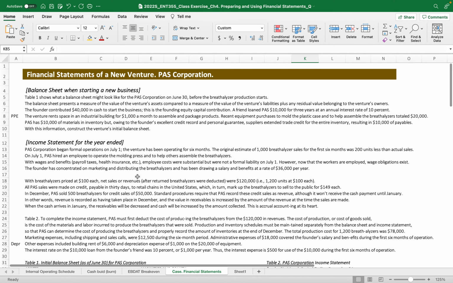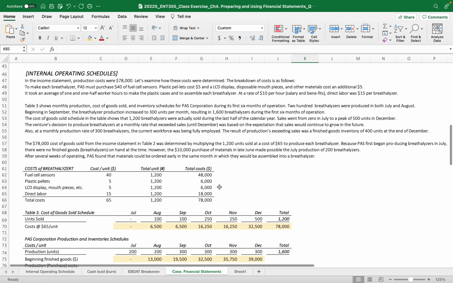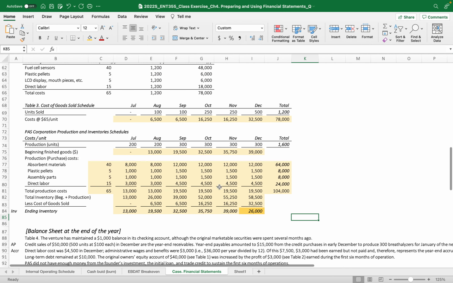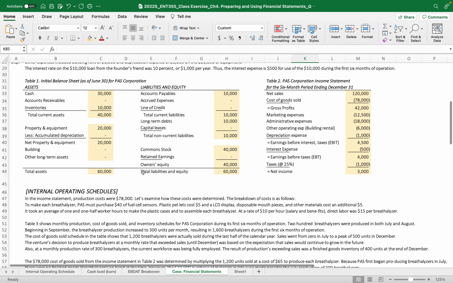Again, the purpose of this exercise is to create a financial statement of a new venture. We have the initial balance sheet as of June 30, and then the income statement after a 6 month period ending December 31st. And then we have the operating schedules. Using all the information, we'll create the balance sheet year end as of December 31st.